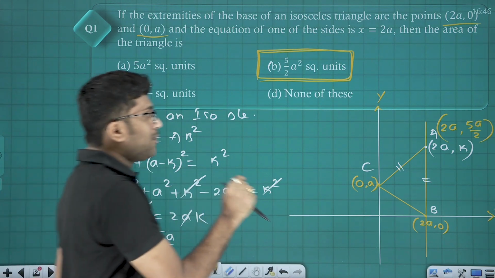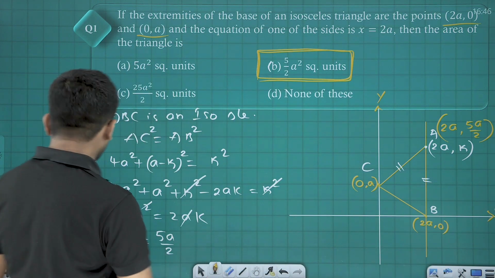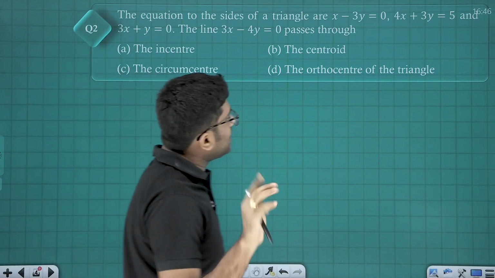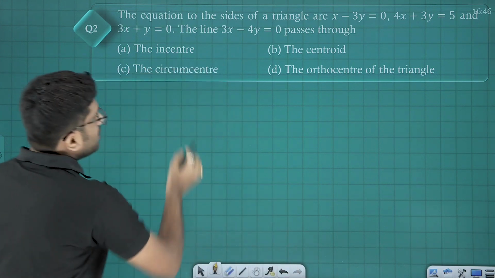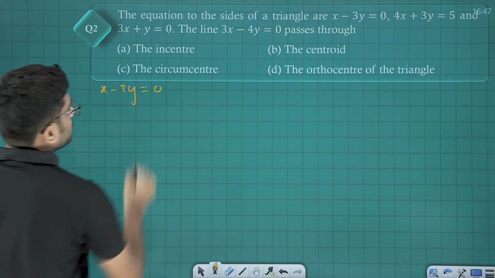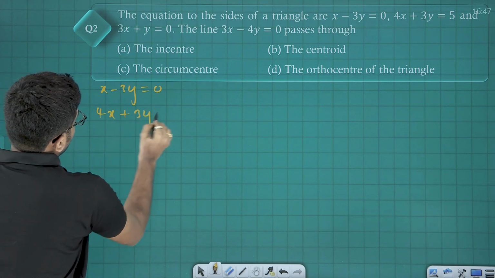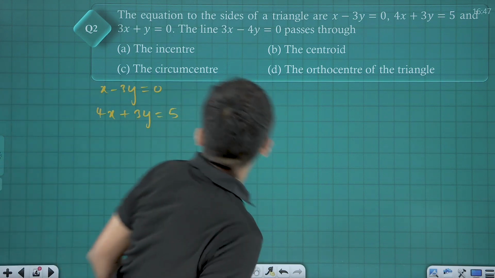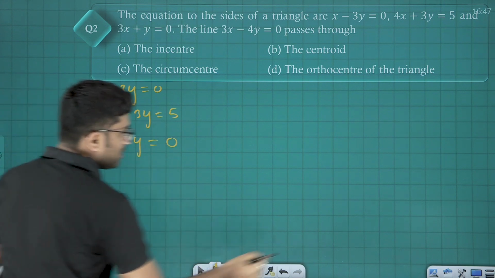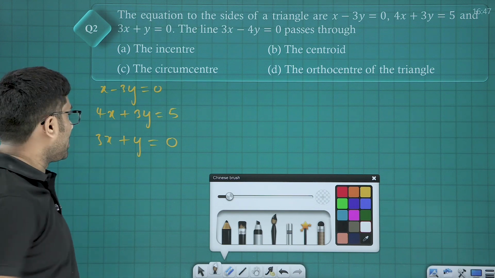Clear? The most important thing here is identifying the value of k. That's it. Next question. The equations to the sides of the triangle. They have given 3 sides of the triangle. So they are x minus 3y is equals to 0, 4x plus 3y is equals to 5, and 3x plus y is equals to 0. So let these be equation 1, equation 2, equation 3.